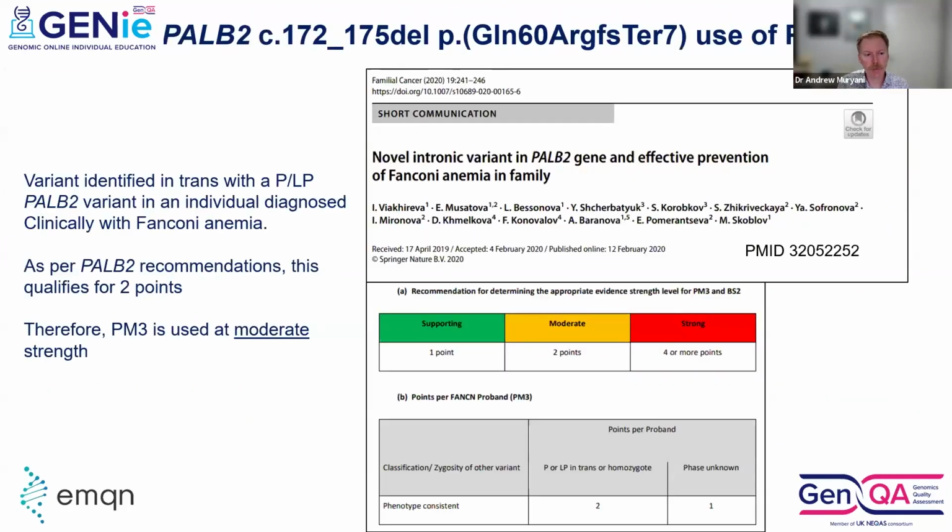Additionally, there was another publication where this variant was found in trans, and this variant was phased in this individual. It was found in trans with a pathogenic variant in an individual with Fanconi anemia. So this adds up to 2 points, which then qualifies for PM3 at moderate strength. Next slide, please.